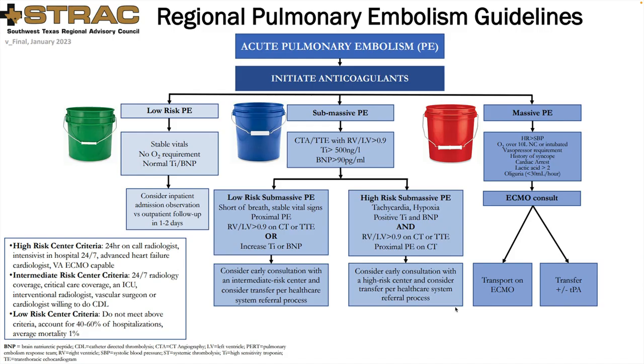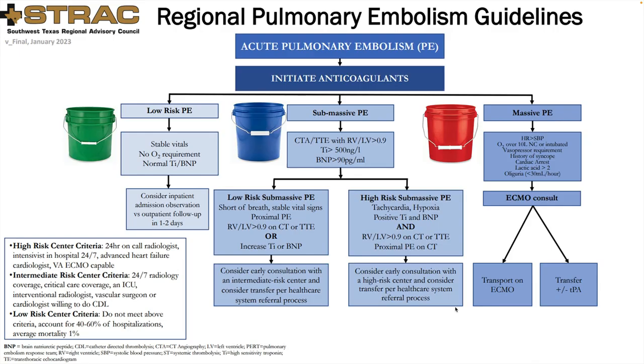Otherwise, it's recommended to maybe admit them for a brief observation stay, and then to get them follow-up to make sure that they're getting every treatment option that they need. The next bucket is going to be our submassive PEs. These are going to usually have a little bit elevated right ventricle size compared to the left ventricle. Their troponins might be elevated, their BNPs might be elevated, and we're going to further subdivide these into our low-risk submassive and our high-risk submassive.